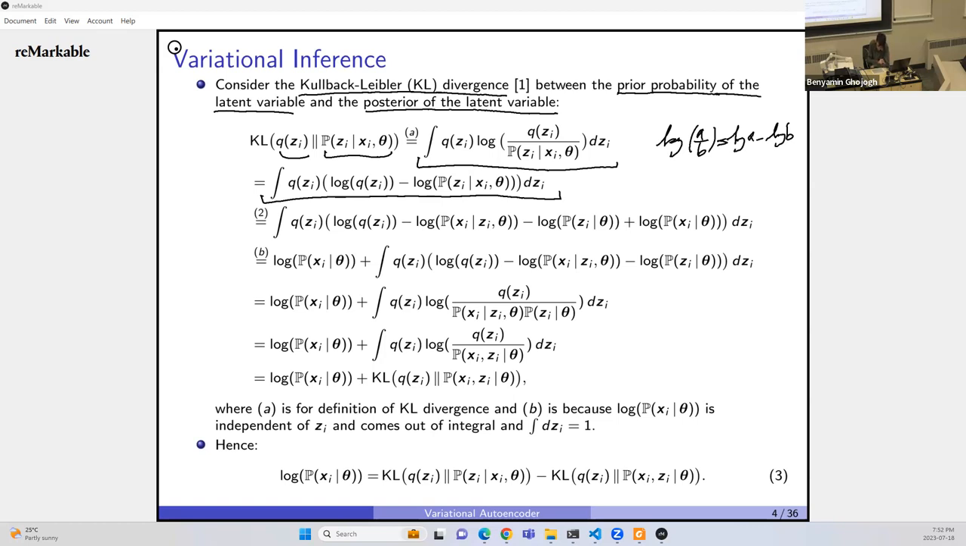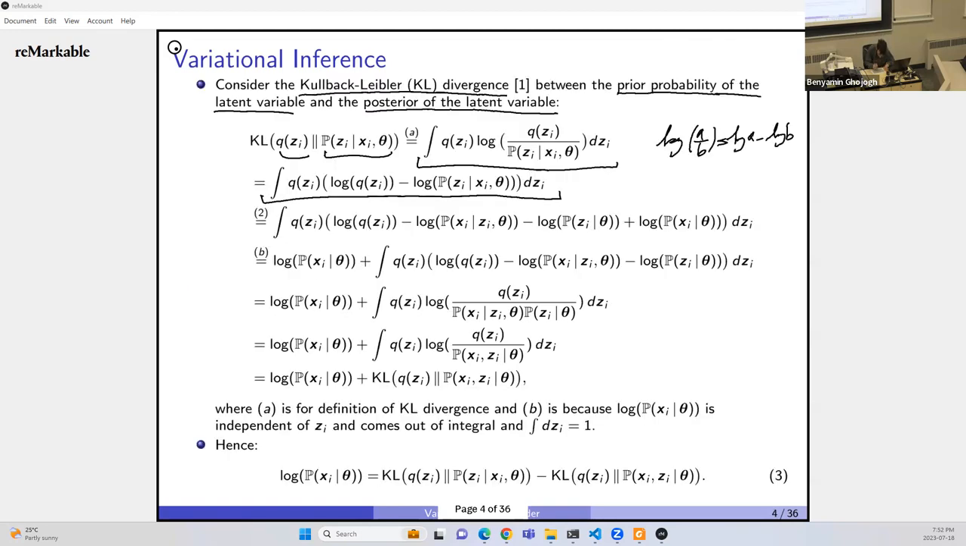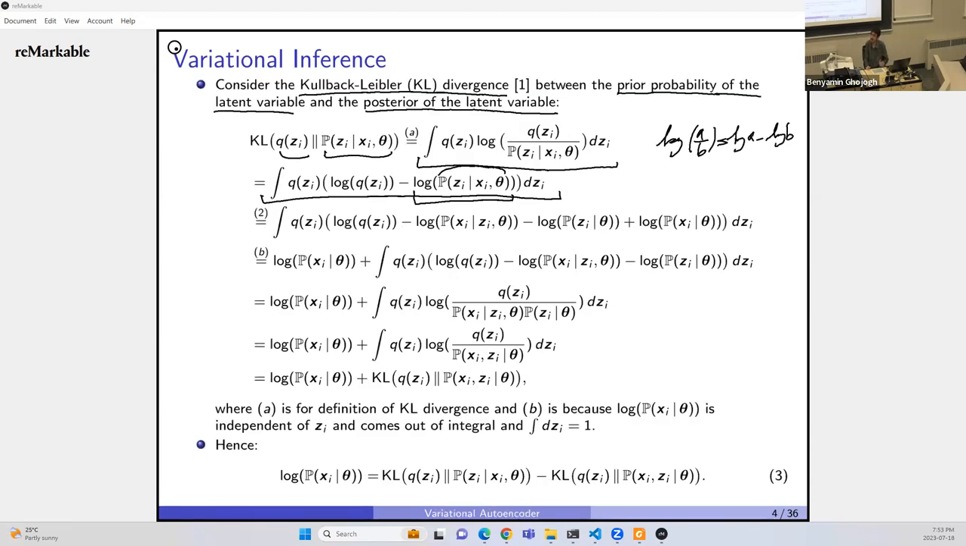What was equation two? According to this equation two, P of Zi given Xi and theta. So here I'm replacing P of Zi given Xi and theta by equation two, the Bayes' rule that we have. Okay, so we have three terms, these, and this in the denominator. Again, I use the formula of logarithm of A over B equals logarithm of A minus logarithm of B. Also logarithm of A times B equals logarithm of A plus logarithm of B. So it is broken into these terms, right? Okay, then what do we do?